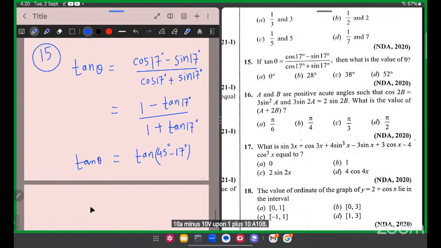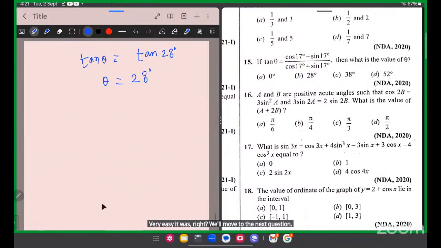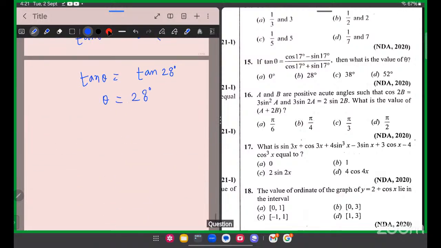Now we can compare here. Tan theta is equal to tan of what? What is 45 minus 17? Isn't it 28? Yes or no? So the answer is 28 degrees. Which option? B is the right answer. Yes, sir. Okay. Shall we move ahead? Very easy it was, right? We'll move to the next question. Question number 16 now.